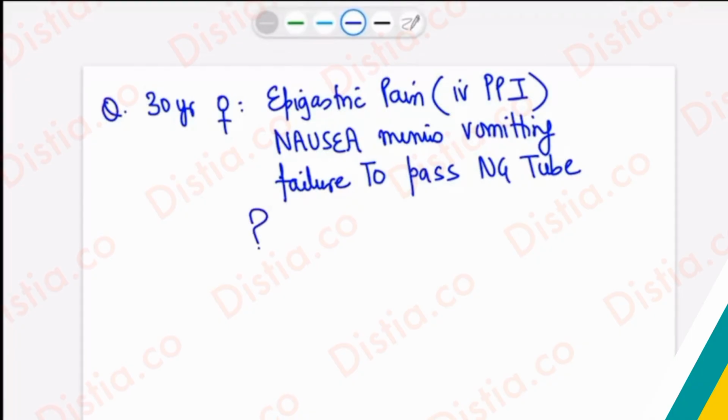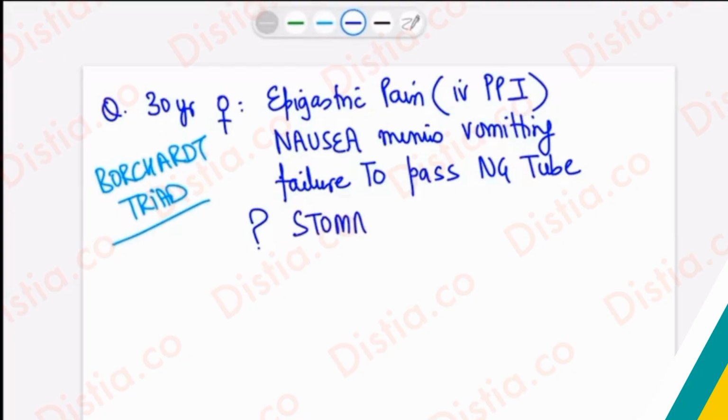Well, what is your diagnosis? The hint is that the triad that I have described here before you is called Borchardt's triad. In Borchardt's triad, there will be three things: epigastric pain, nausea minus vomiting, and failure to pass an NG tube. Yes, guys, the clinical diagnosis of this lady would be stomach volvulus.